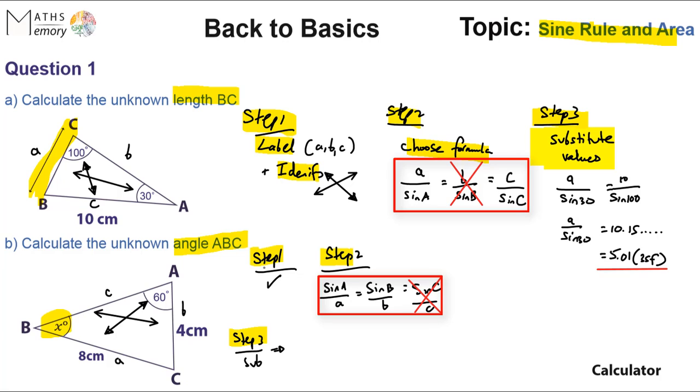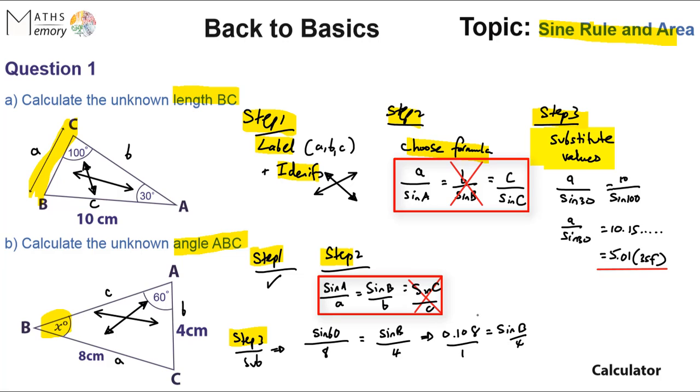Okay, sine A, where's sine A? Sine A is over here. So sine 60 over small a, which is 8, equals sine big B, which is x in this case, but sine big B over 4. Right, same thing as before. We have the full pair. Sine 60 over 8. If you do that in the calculator, we're going to get 0.108, okay, equals sine B over 4.